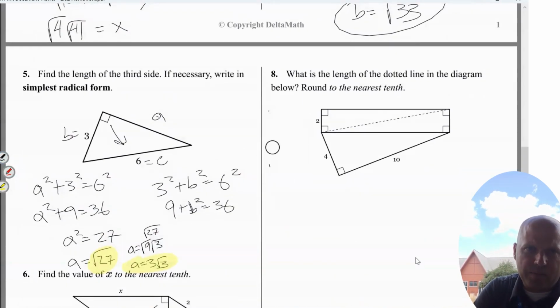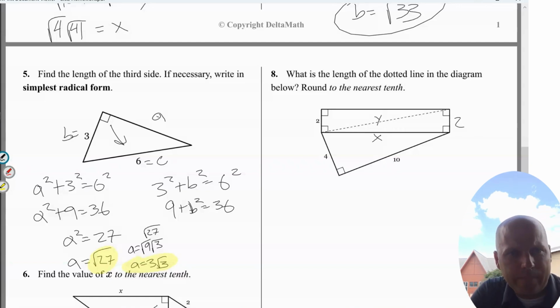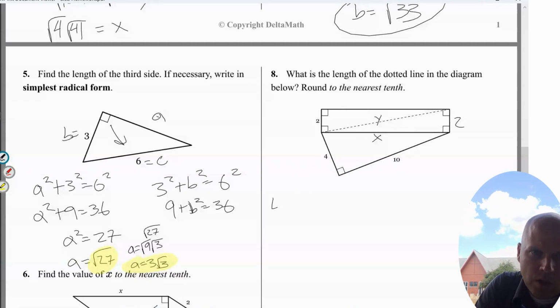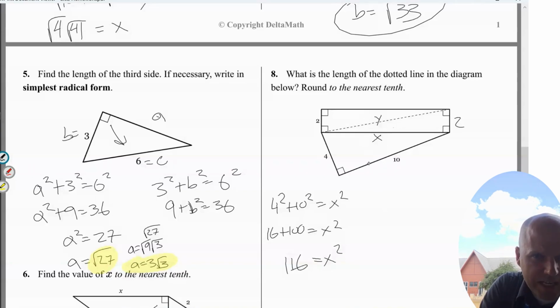All right, this is the same deal. Now this is X. This is 2. This will be Y. Okay, so we have leg, leg, hypotenuse, which turns into a leg, leg, hypotenuse. So I got 4 squared plus 10 squared equals X squared. 16 plus 100 equals X squared. X squared equals 116.